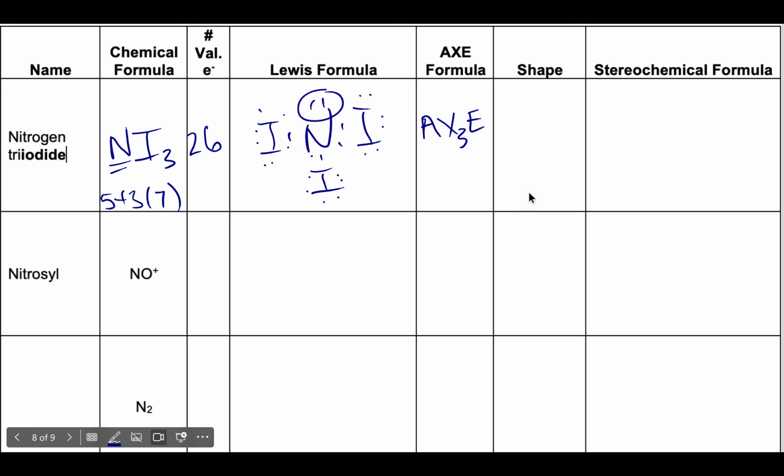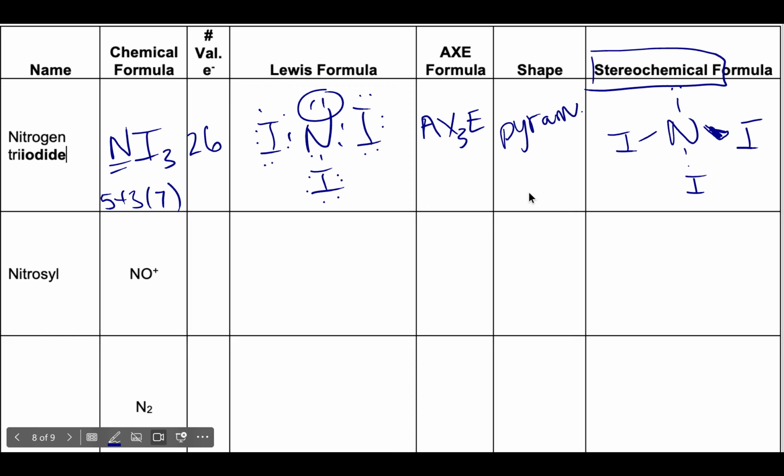So this shape is your trigonal pyramidal. And when you're drawing it out, we do show lone pairs on your central atom. And then because we need that 3D shape, we need one bolded line and one dotted line. And then just add in your iodines. So now we have the stereochemical formula, and that's just another, more complicated way to say your VSEPR drawing.